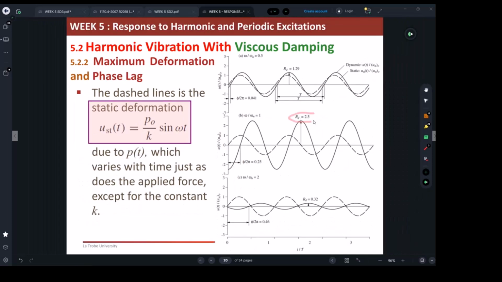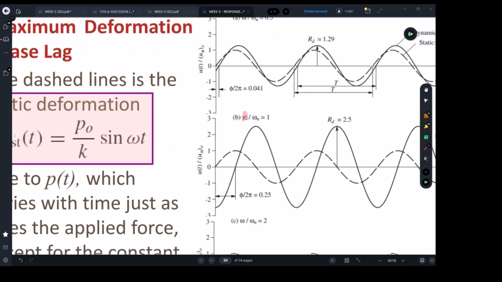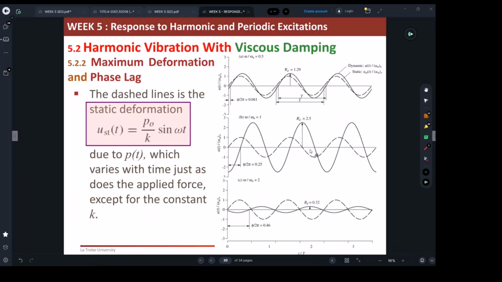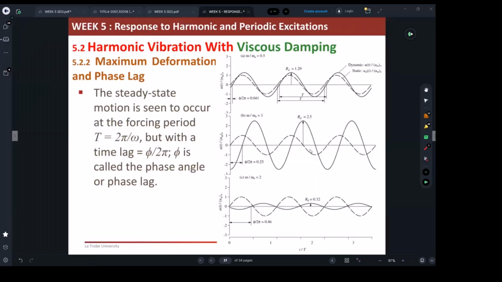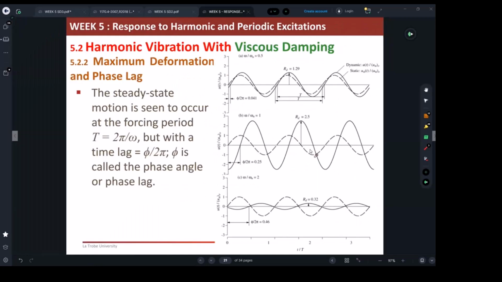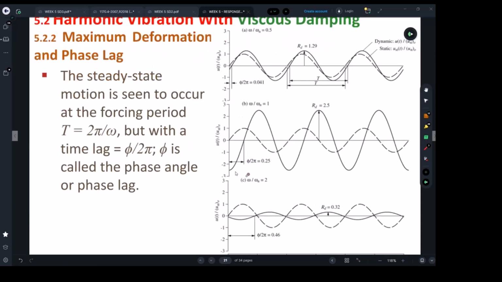And we ended up finding that when we have resonance, where the forcing frequency omega is the same as the natural frequency, the deformation response factor can be beefed up 2.5 times the static response. So it's quite significant.